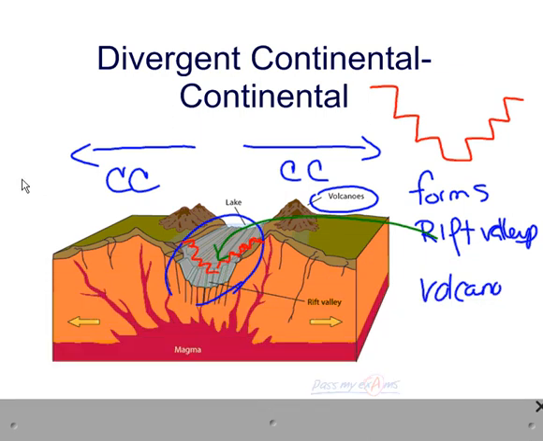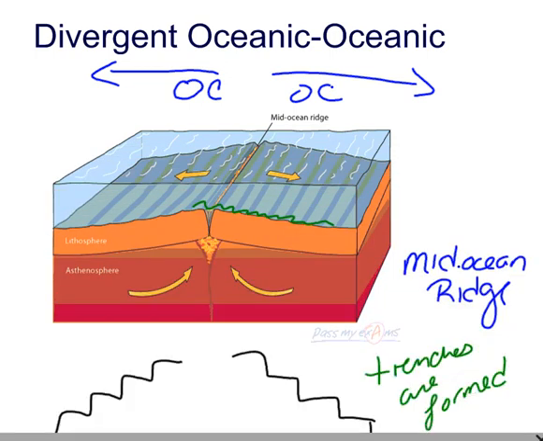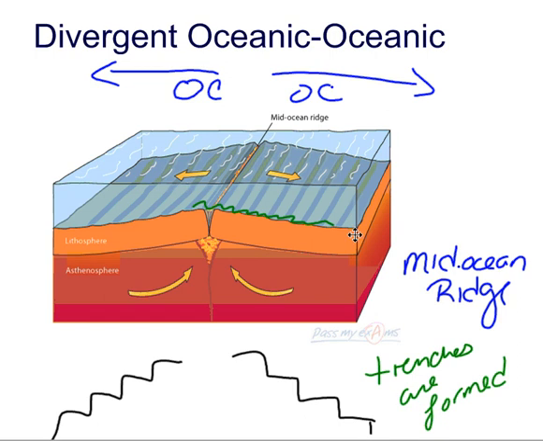Okay, you should have known that it made rift valleys, like the African Rift Valley, and it also makes volcanoes. The next type of boundary is divergent again, coming apart, but it's 2 oceanic plates. Again, see if you could figure out what kind of landforms are made. You should have remembered that mid-ocean ridges are formed, and also at the end, trenches are formed.